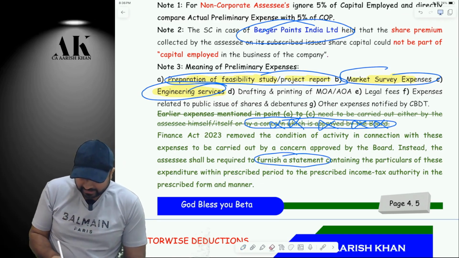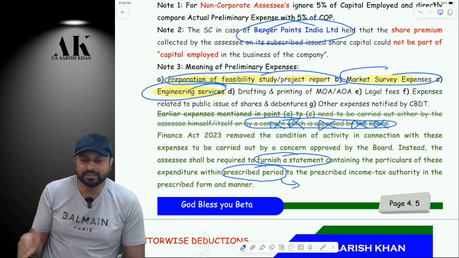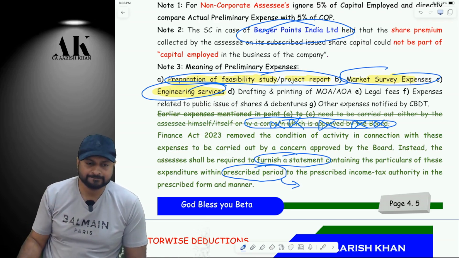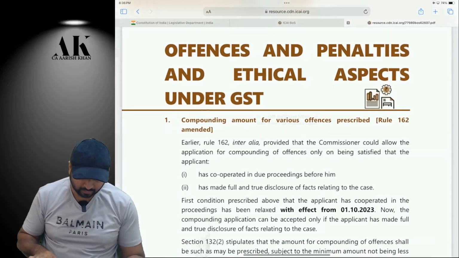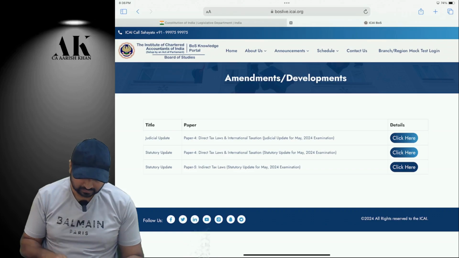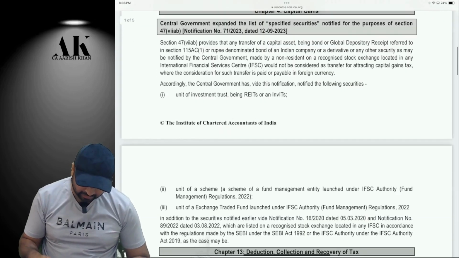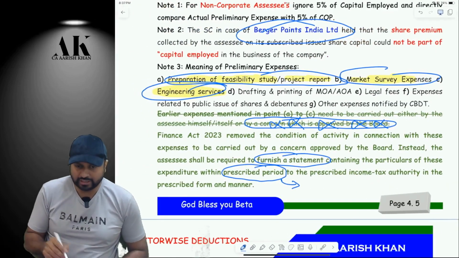So the CBDT has now notified the prescribed period. Just write down over here. That is within 1 month, with 1 month prior to the due date of filing of return. That prescribed period is prescribed by CBDT now. What is that prescribed period? Tell me please. 1 month prior to the due date of filing of return. Is it clear? So they have prescribed that.